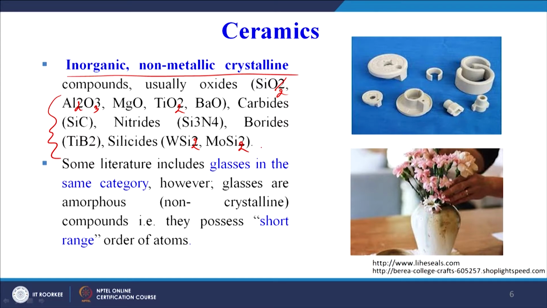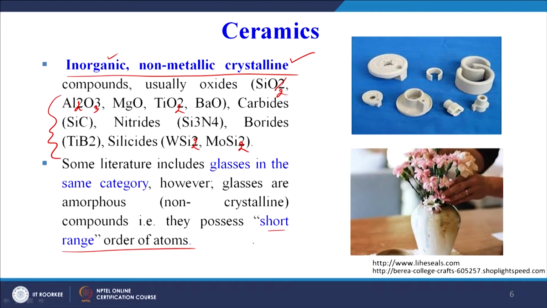Now some literature also includes glasses in the same category. However, glasses are amorphous, whereas here we say ceramics are crystalline. Most of the ceramics are inorganic and crystalline, but glasses are amorphous, though they are also broadly included in the ceramics category only. They possess short range order of atoms, so they are amorphous in nature.